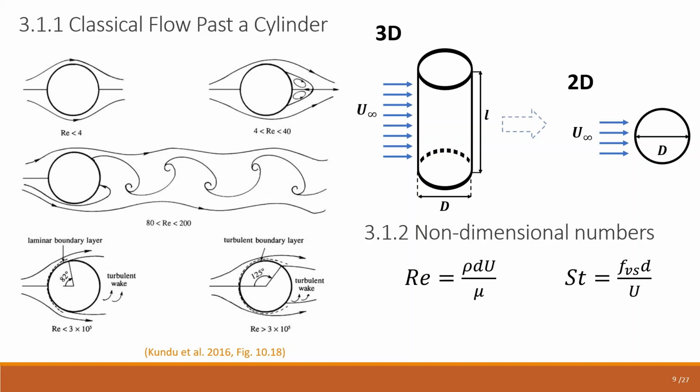The two primary non-dimensional numbers used for the two-dimensional flow are the Strouhal number and the Reynolds number. The Reynolds number is used to characterize the flow, and the Strouhal number is used to track observations of the vortex shedding frequencies.